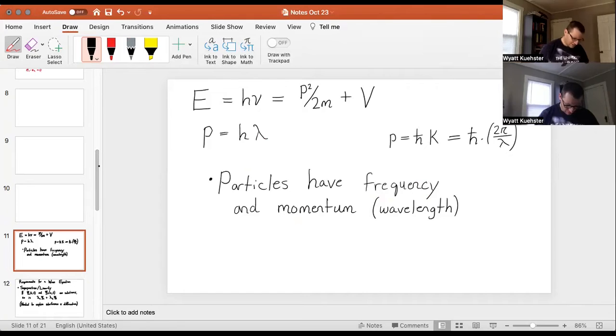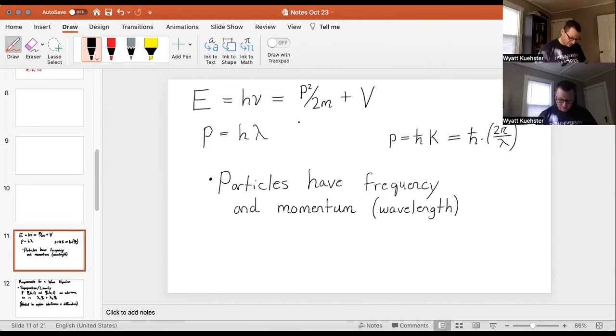So we saw that particles exhibit a wave-like nature, and as such they have a frequency, and the energy is proportional to the frequency by Planck's constant, and I'm using nu for frequency instead of f. So we have E equals hf, or E equals h nu. That's one expression for the energy.